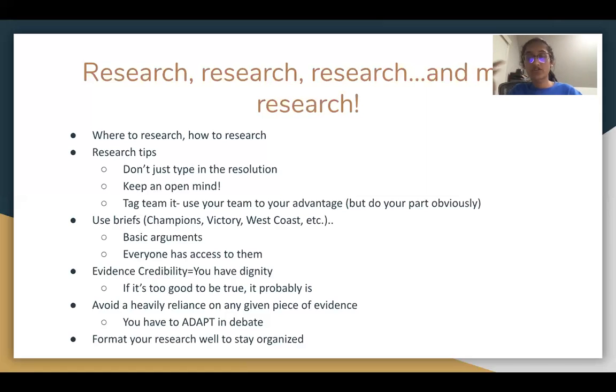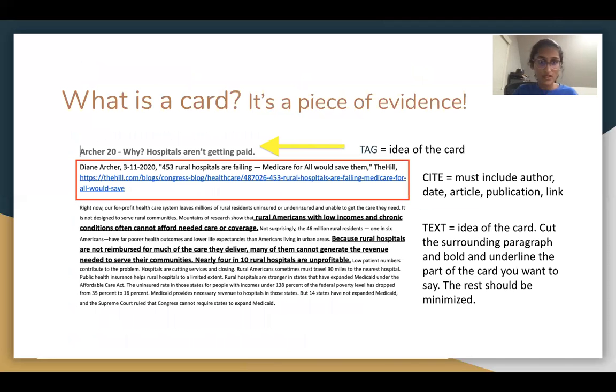You also, when you're doing research, on the flip side of that, you want to research everything you possibly can. That means anticipate every single argument that you can and have a general understanding of it and have arguments against it if you can. So if we think of atoms being the building block of the universe, cards are the building blocks of the debate universe.